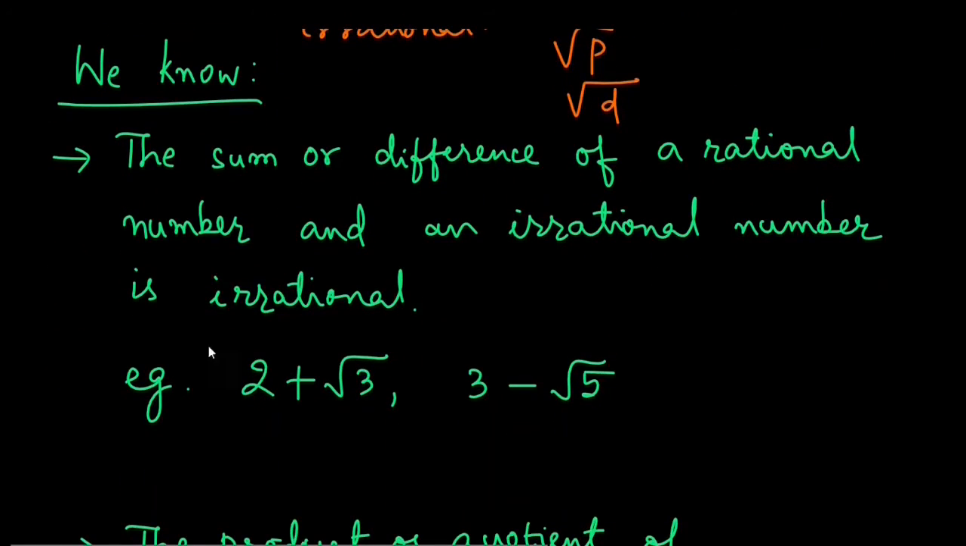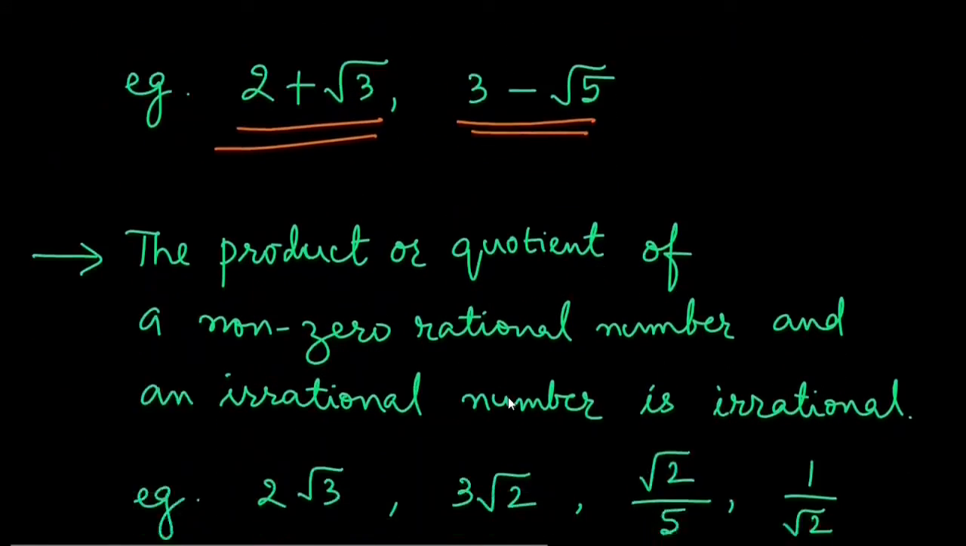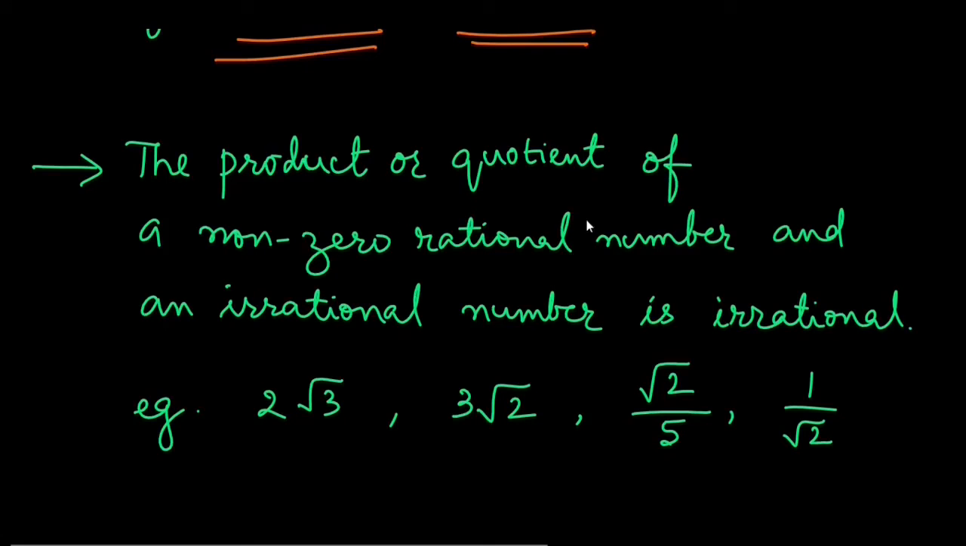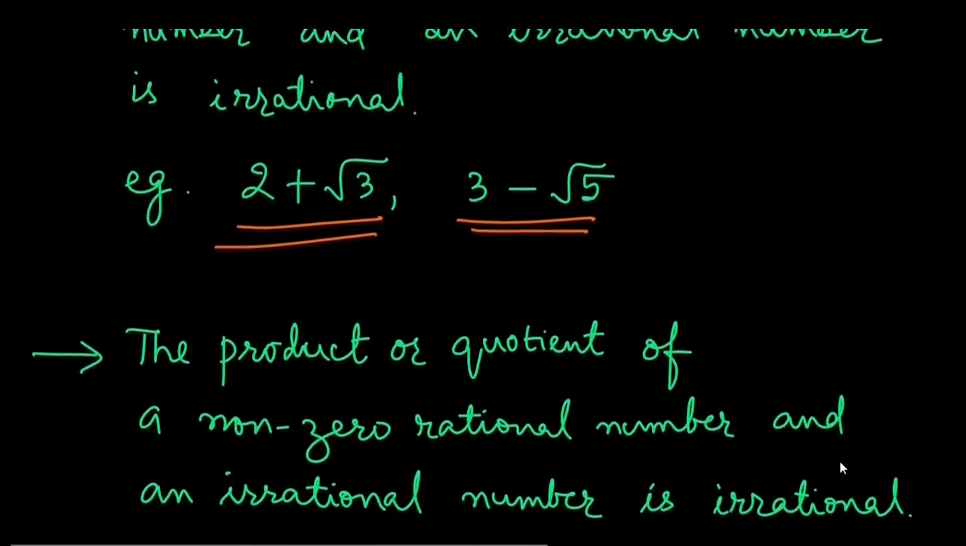We know that the sum or difference of a rational number and an irrational number is irrational. For example, 2 plus root 3 is irrational. Say 3 minus root 5 is irrational. And also we know that the product or quotient of a non-zero rational number and an irrational number is irrational. For example, 2 into root 3 is irrational, 3 into root 2 is irrational, root 2 by 5 is irrational, 1 by root 2 is irrational. We can prove all these things now.